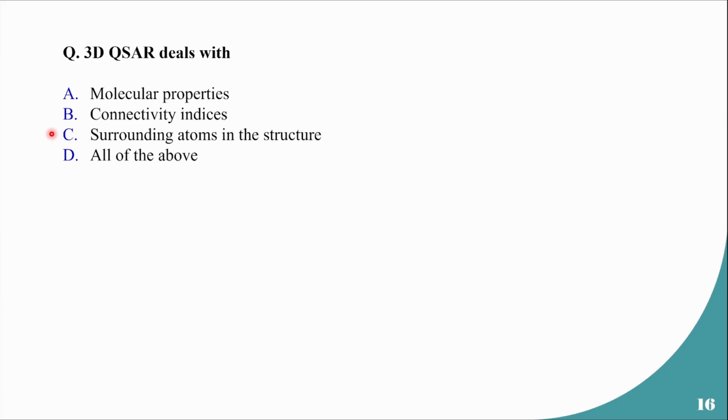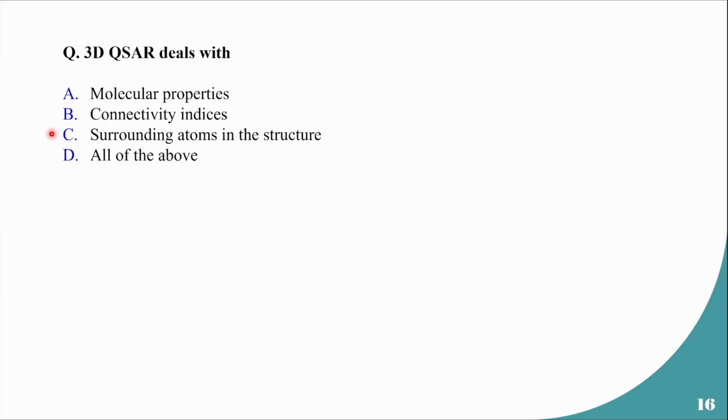So QSAR stands for quantitative structure activity relationship. So it's trying to find a relationship between the structure and the activity. And depending on what kind of parameters you are including in the study, they can be classified under 1D, 2D, 3D, 4D, etc., different dimensions of QSAR, let's say, right?